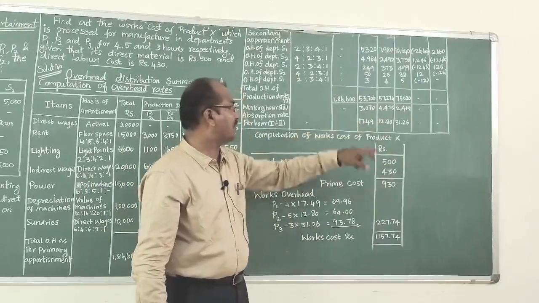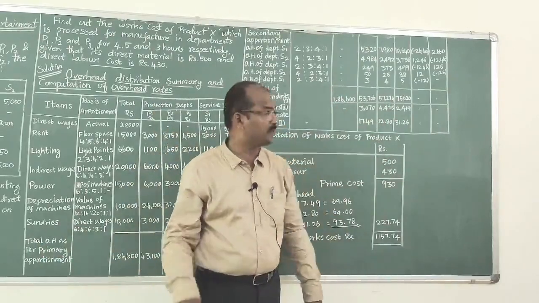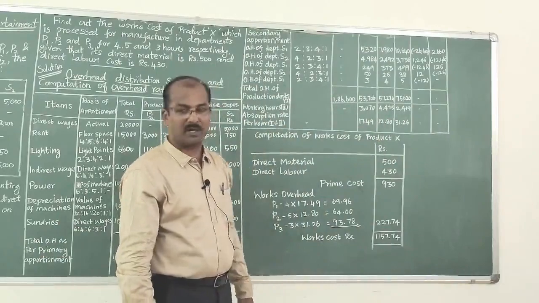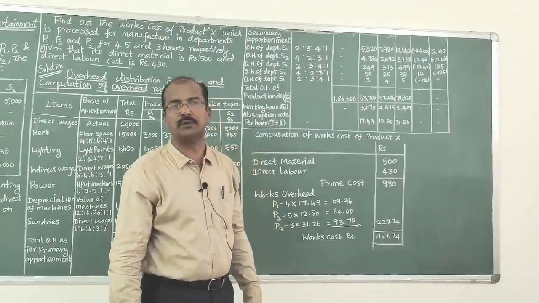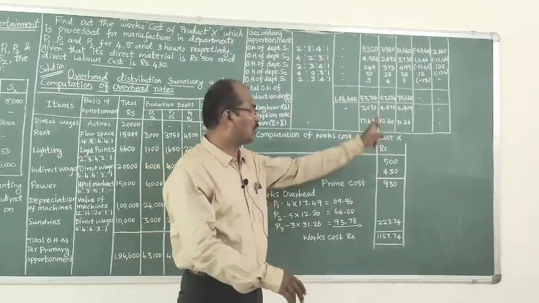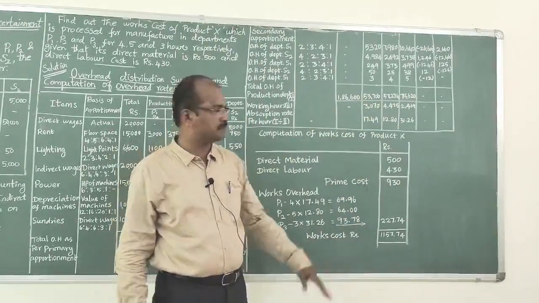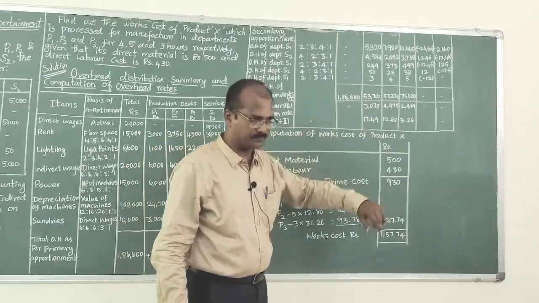Then 12 divided by 10 into 3 is 3.6, it's written as 4. Then 12 divided by 10 into 4 is 4.8. It is written as 5. If you total these three figures, it comes to 12. Now, if you total all this, you get these figures.